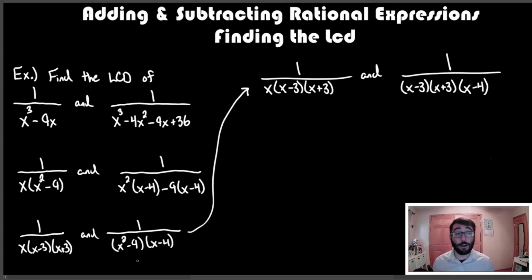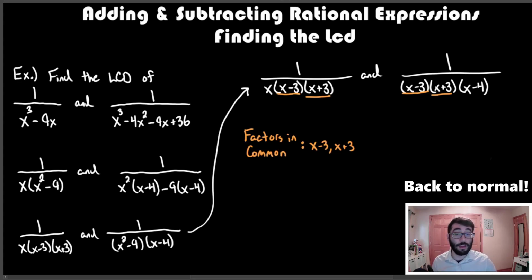So we got a lot going on in this one. So the first thing that we should do is think about what factors these denominators have in common. Well, if I notice, both of them actually have x minus 3. Notice that both fractions have an x minus 3, and both fractions actually have an x plus 3. So this actually has two factors in common, x minus 3 and x plus 3. Well, that's great. What do they not have in common? What do they not share?